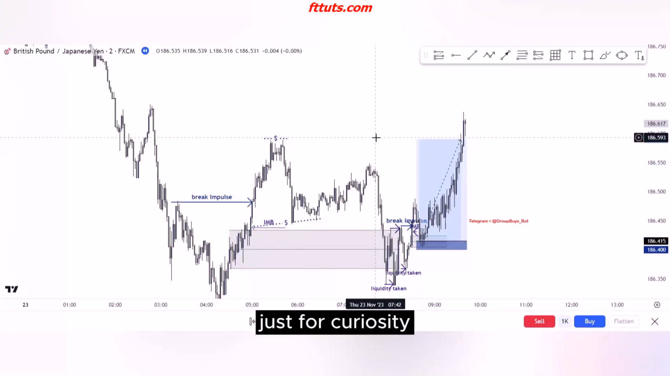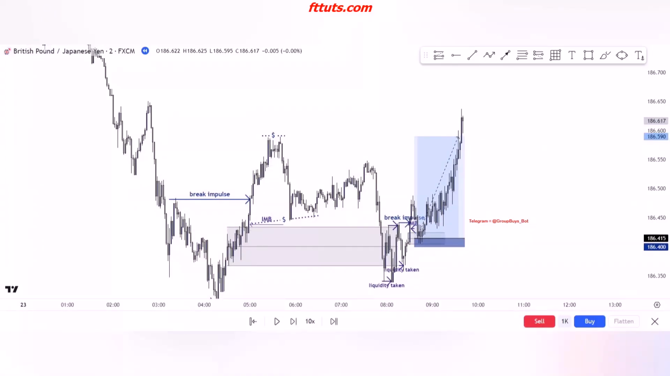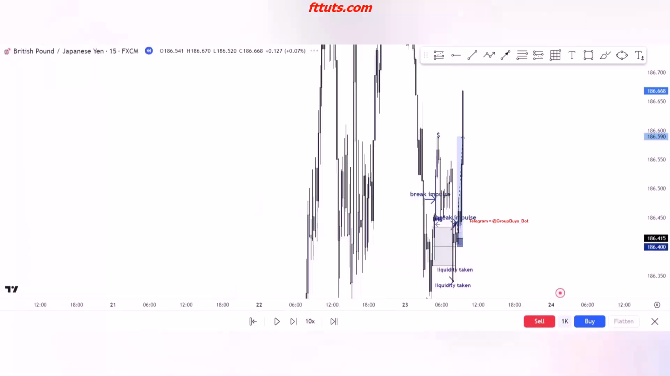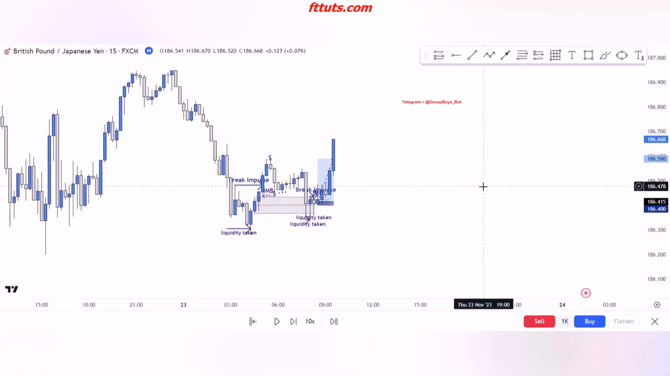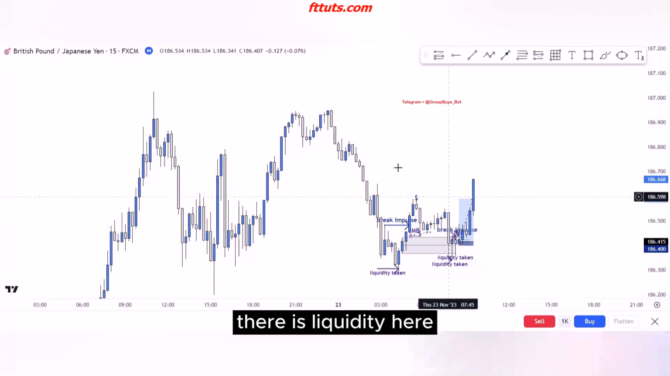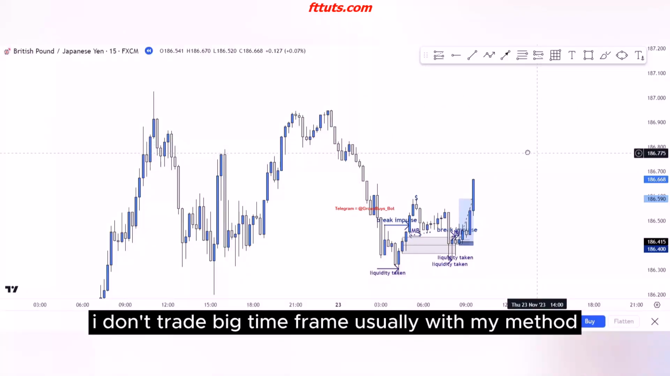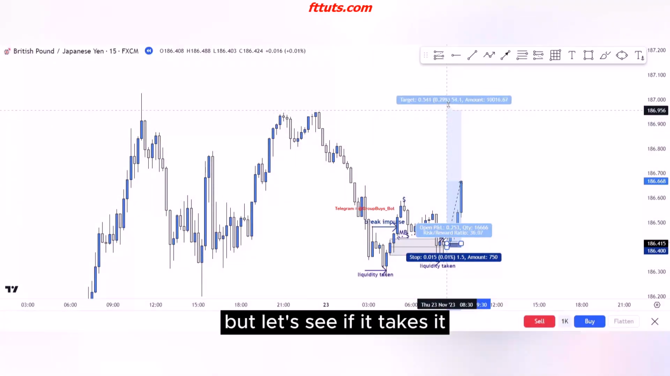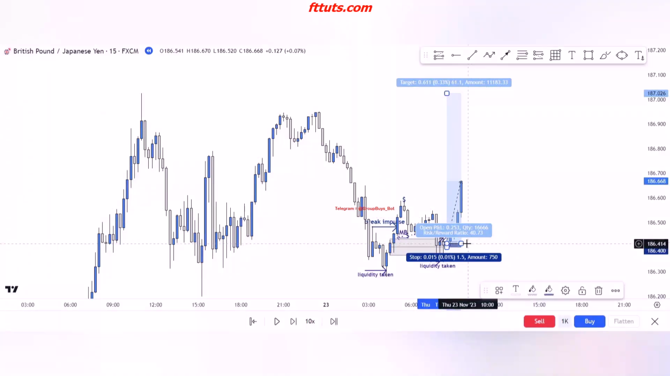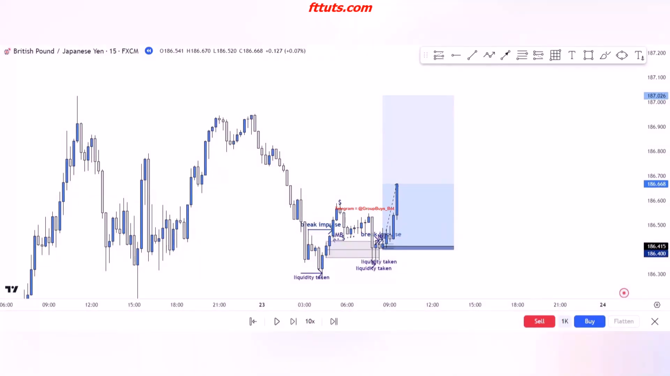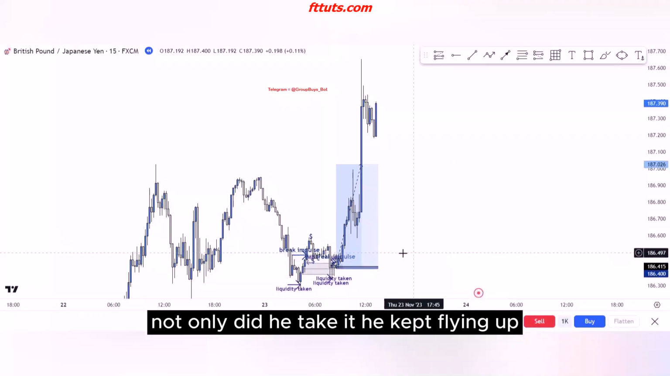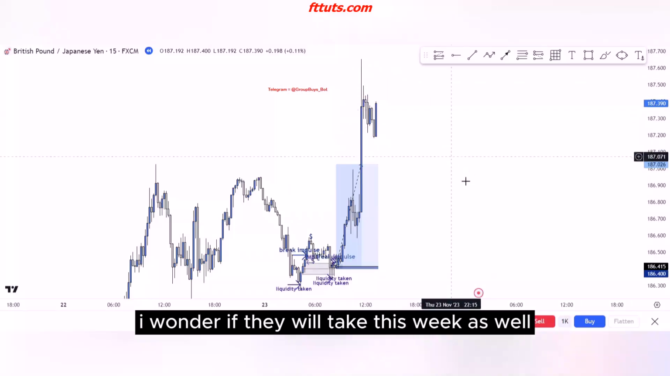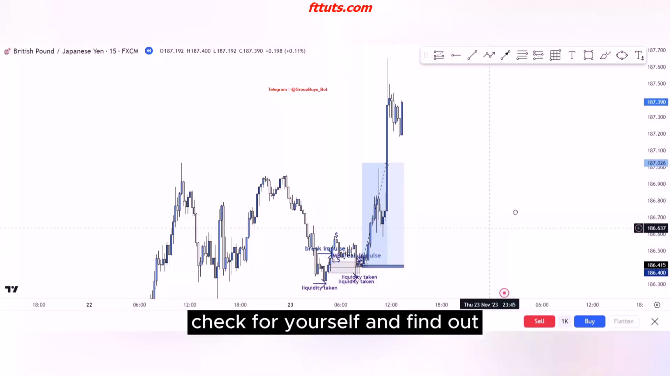Just for curiosity, let's see what happened in a big time frame. There is liquidity here. I don't usually trade big time frames with my method, but let's see if it takes it. Not only did it take it, it kept flying up. I wonder if they will take this week as well. Check for yourself and find out.